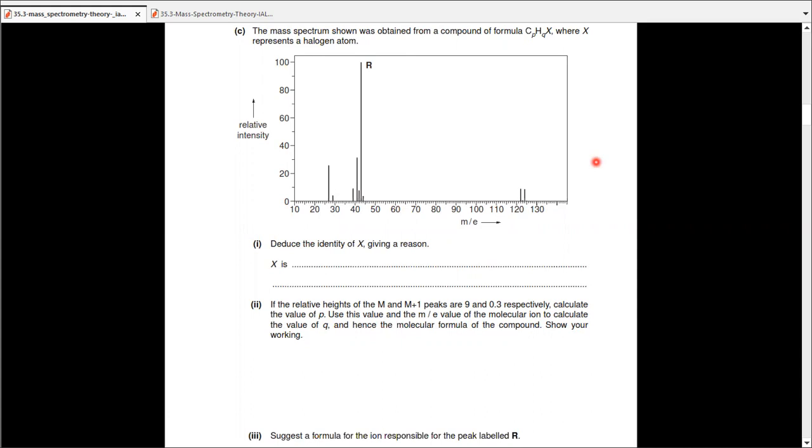Okay, let's try and solve C. The mass spectrum shown was obtained from a compound of formula CpHqX, where X represents a halogen atom. Deduce the identity of X, giving a reason. It's not bromine. It can be chlorine. So most probably chlorine, because of the peaks.